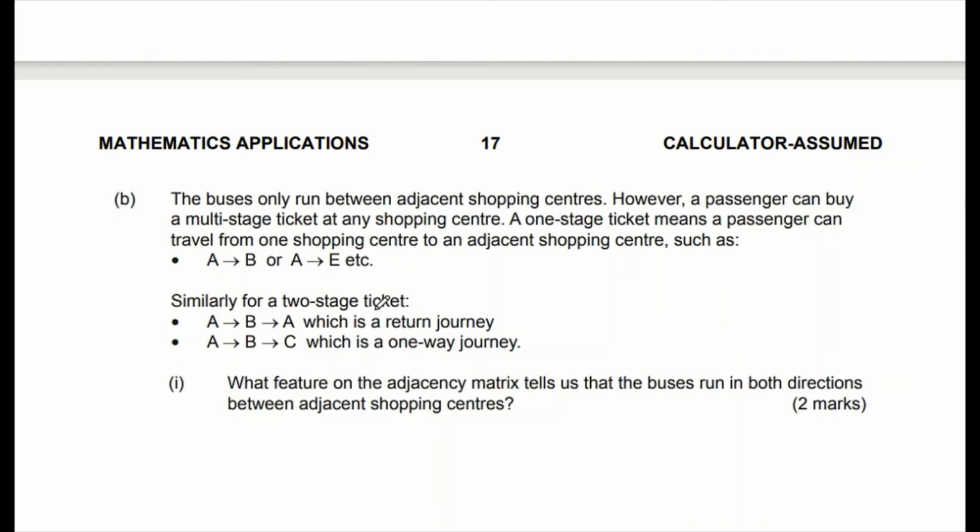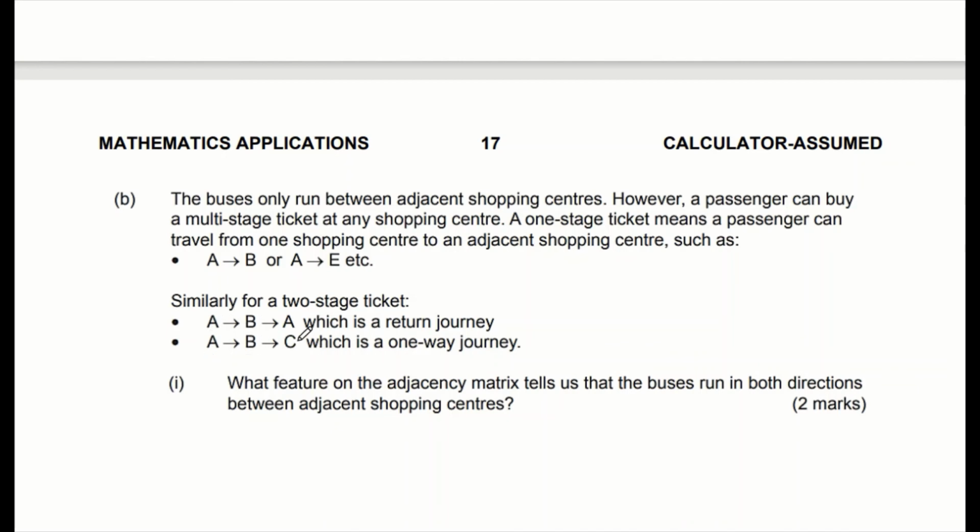So if let's say a two stage, then you will go from A to B and then B to A. Then after that, one way is A, B, C. Because you can see, right, return means that you go to B, then you go back to shopping center A. So one way here is like A, B, C.